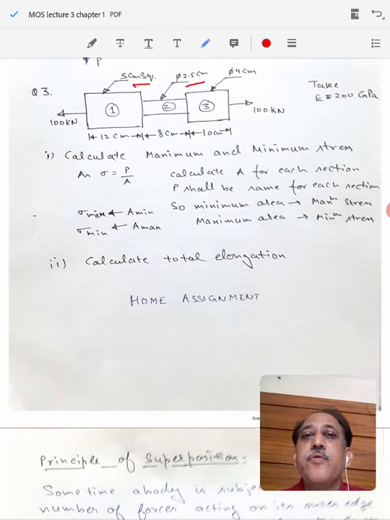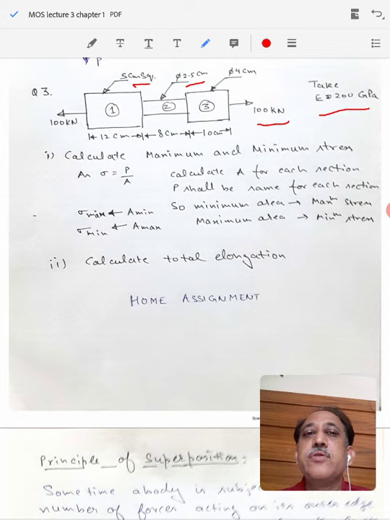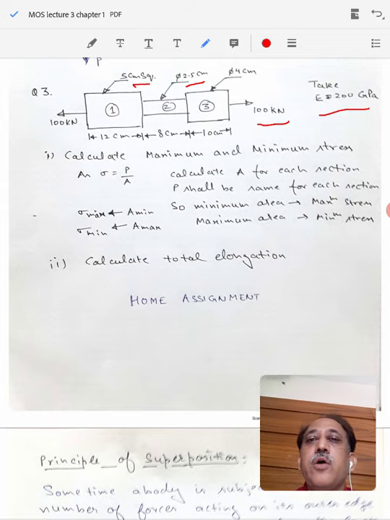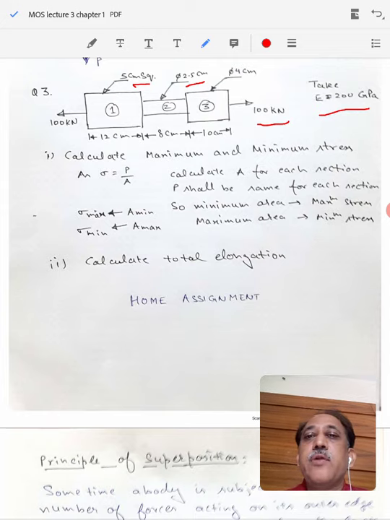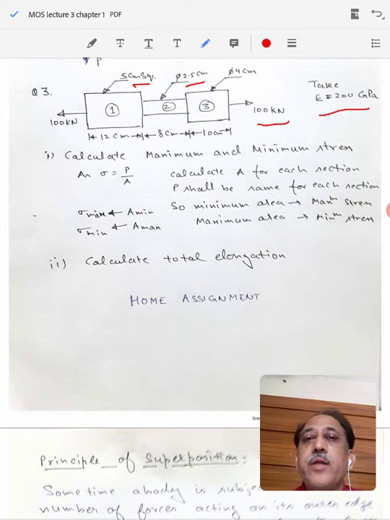At the end of the bar we are applying a tensile load of 100 kilonewton. All these three sections are made up of steel, so the modulus of elasticity E is given as 200 gigapascal. In the first part of the numerical, we are required to calculate the minimum and maximum stresses being developed in this bar. So we have to identify the section where the maximum stress is being developed and where the minimum stress is being developed.